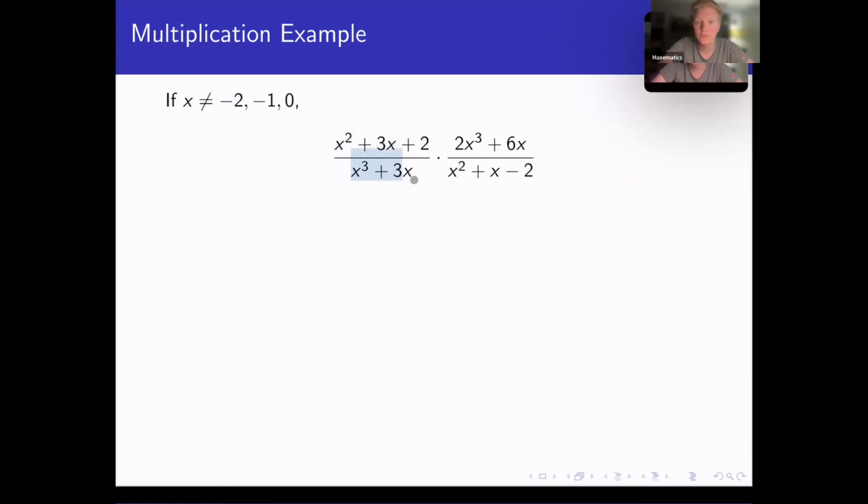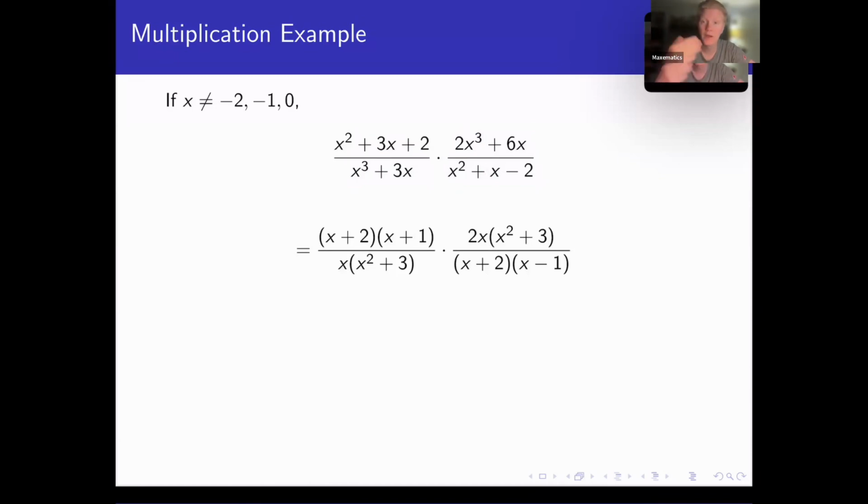x cubed plus 3x. They both have an x in common. Factor out an x. 2x cubed plus 6x. They both have a 2 in common, and they have a single x in common, so factor out 2x. And the denominator here, what two factors of negative 2 add to positive 1? Positive 2 and negative 1. So I'm skipping a lot of the factoring stuff. If you need to practice factoring, go back to P4. But here we go. Everything all nice and factored.